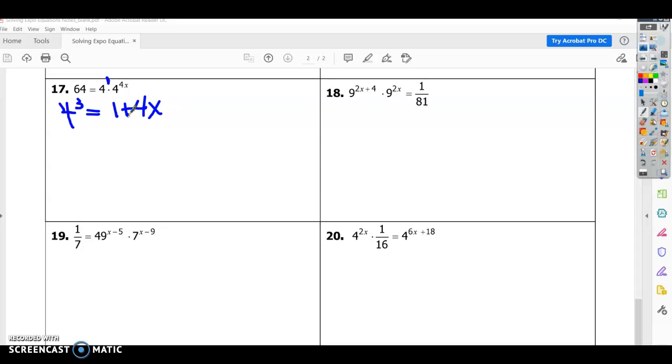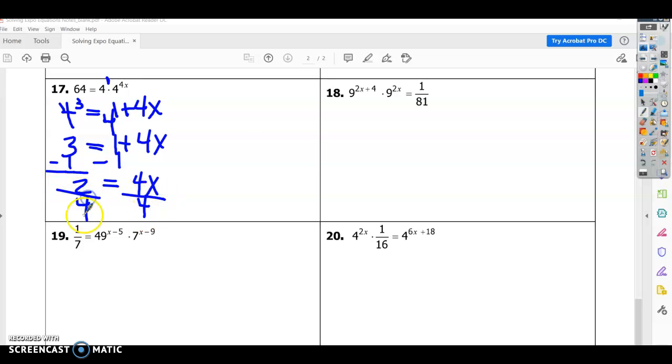All right, so this one actually would be reduced to 4 to the third. So this would be 4 to the 1 plus 4x. And then my bases cancel. So that would be 3 equals 1 plus 4x. So subtract 1, and I'm going to get 4x equals 2. I'm trying to get x by itself, so divide by 4, x equals 1/2.